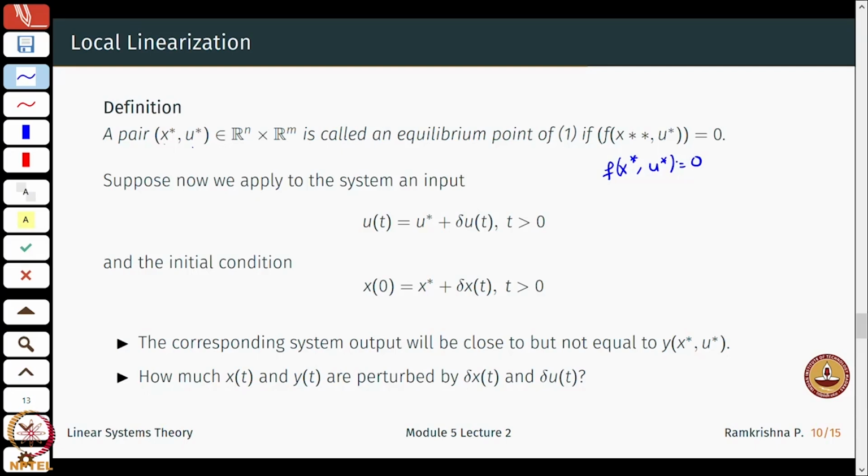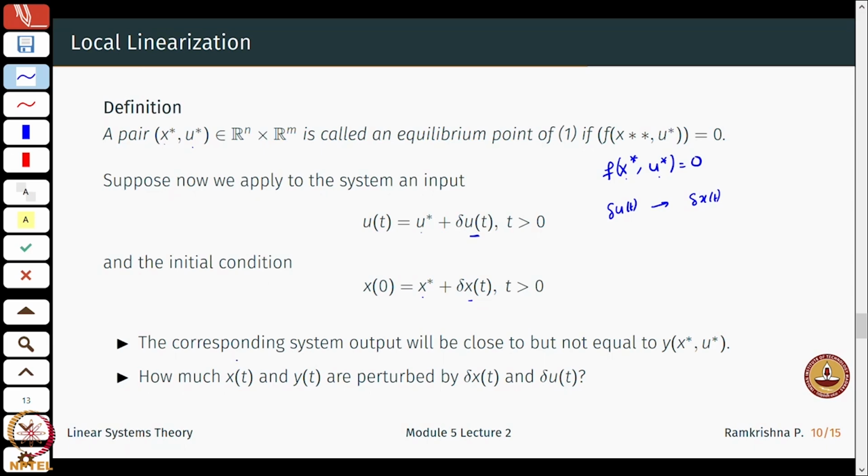Okay. Now, once I am at this point x star u star, I will always be at 0. Okay. So, let us say now I apply a slight input to the system, u star plus delta u of t, and this is an arbitrarily small perturbation in the input away from u star, and similarly for the initial condition. So, let us say the initial condition is not x star, but some small perturbation of x star. You can also look at it as just applying a small input delta u of t and seeing how it causes a small variation delta x of t.